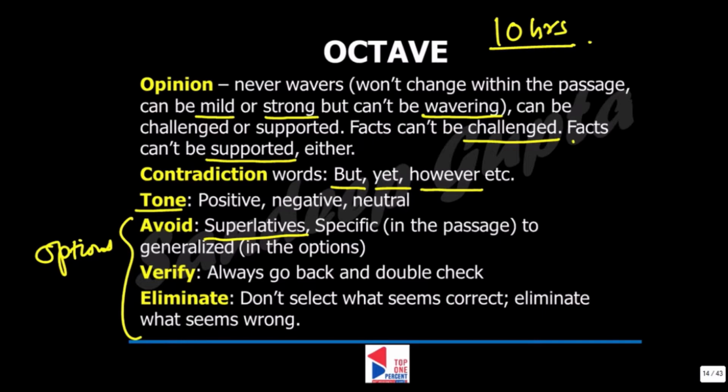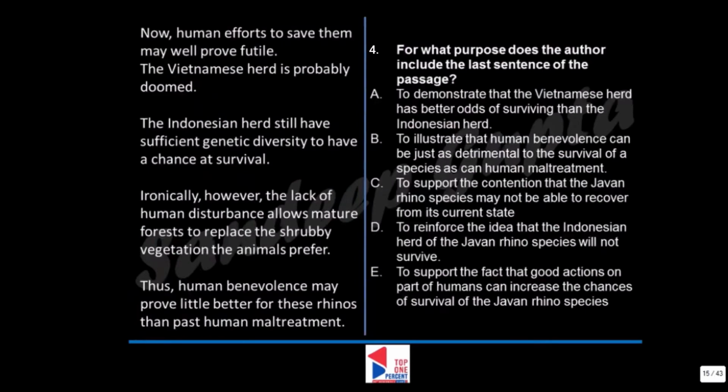This is the brief idea about Octave. Let's see how to actually apply it in the passage. Now think about this line: "Now human efforts to save them may well prove futile." May is talking about future, which is obviously not fact, so we'll say this is an opinion. We can say this is definitely negative or pessimistic.